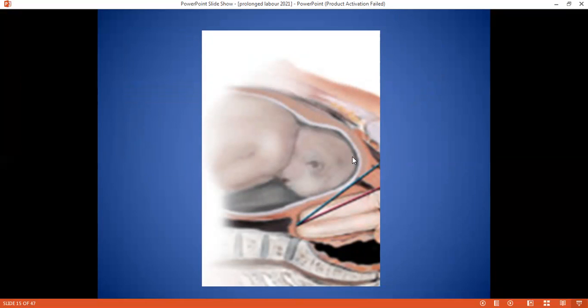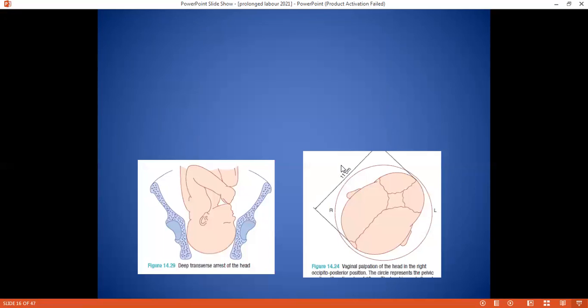This area is called the vertex, between two parietal eminences and between two fontanelles. So this area has the shortest diameter, which is the suboccipito-bregmatic diameter, to facilitate delivery. This is vertex presentation, which is the normal presentation.